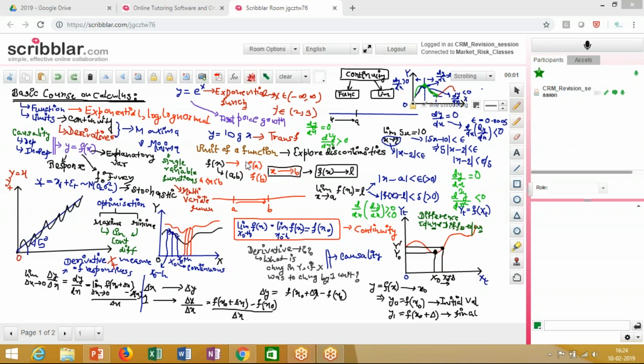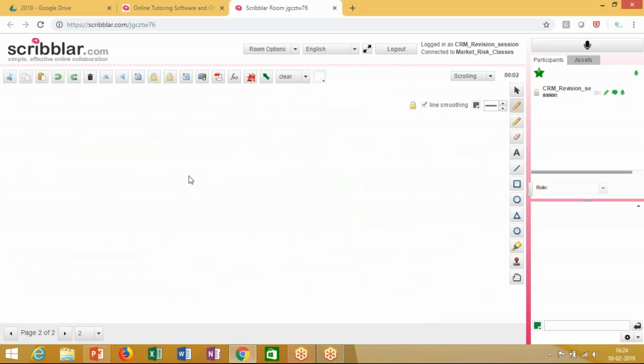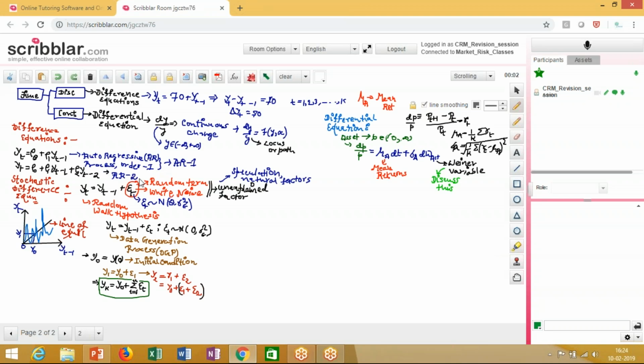We talked about maxima, minima, and after that, we also started discussing the basics of difference equations and differential equations. When do we need difference equations? When do we need differential equations? We also talked about the concept of a stochastic difference equation, right? Apart from that, we talked about how a stochastic difference equation becomes important when we are trying to model market risk, right?